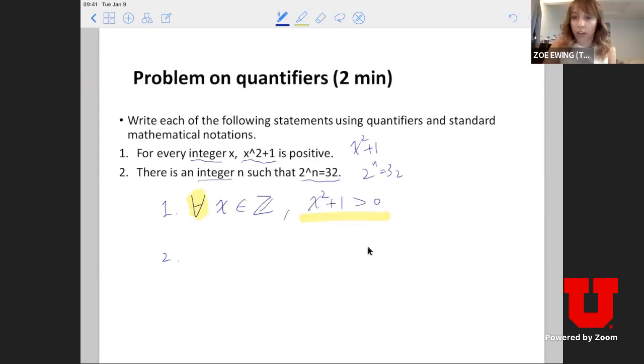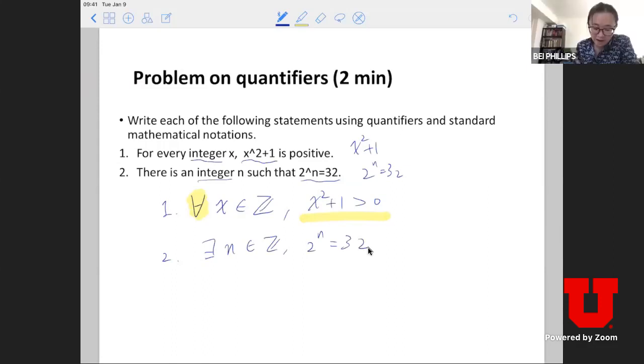Okay, go ahead, Jake. Yeah, so I said the upside down E, there exists n within Z, integer, comma, 2 to the n equals 32. Okay, so you can pronounce this as there exists, right? So the first one is for all, the second is exists. So you say there exists an integer n that belongs to Z such that 2 to the power of n is equal to 32.